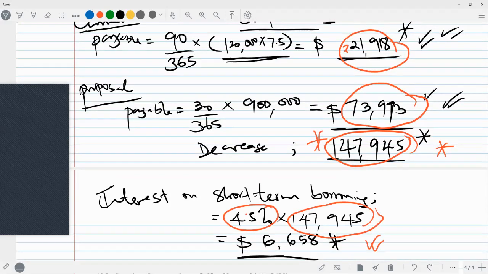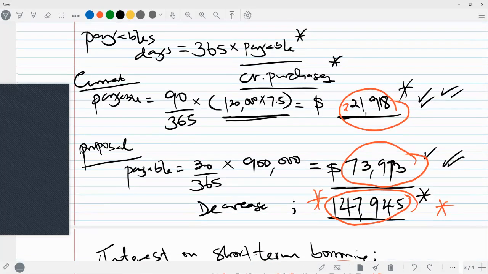Clear? Yeah, but I don't get why you didn't deduct the discount from 900,000. Why didn't I deduct the discount at this point? Okay. Now, don't forget here we are following accounting. This is the use of accounting.